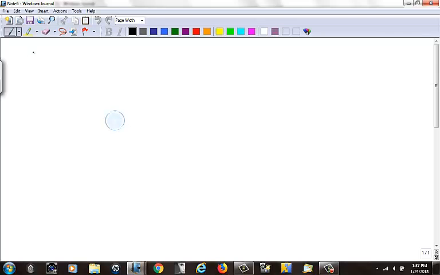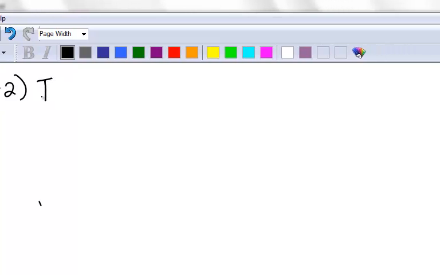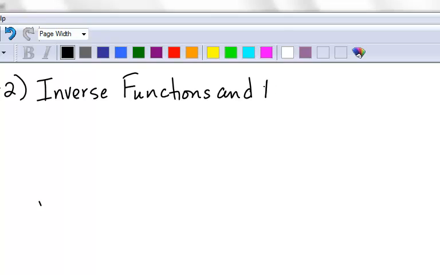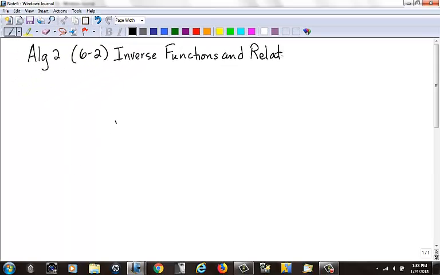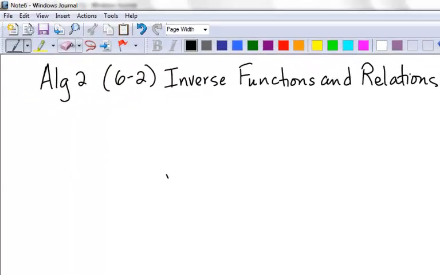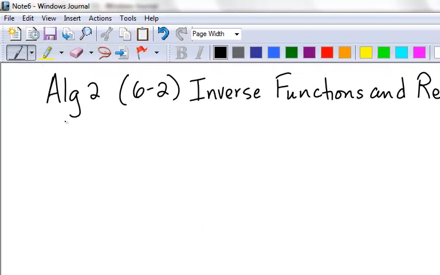Okay, this is for section 6.2, and this is on inverse functions and relations. First, the author defines a relation.